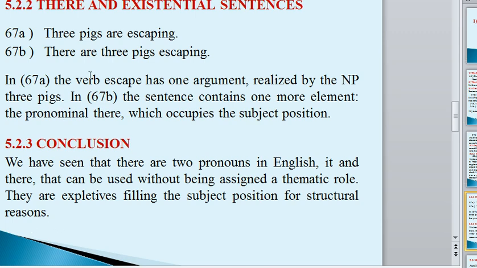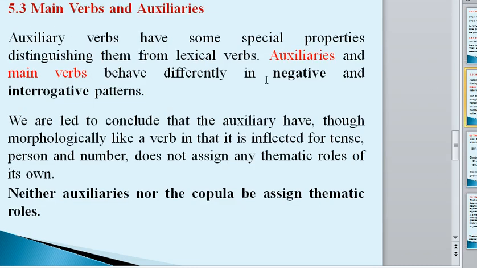So these expletives just occupy the subject position of English sentences for a structural reason. So here are the main verbs and auxiliaries. We have 2 kinds of verbs, as you know, main verbs and auxiliaries. Auxiliary verbs have some special properties distinguishing them from lexical verbs. So auxiliaries are different from main verbs.